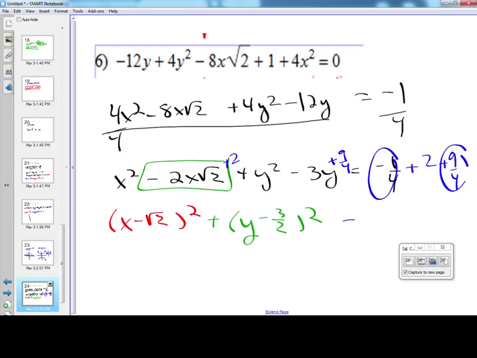So 2 plus 2 gives me, so I've got a circle that's centered at positive square root of 2, comma, positive 3 halves, with a radius of 2. It's the square root of that value.